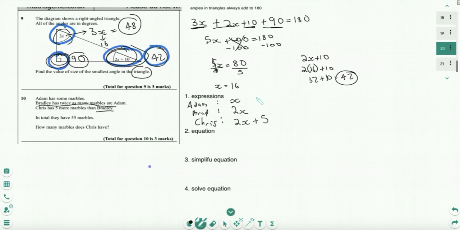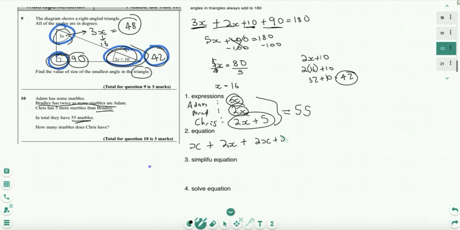So we have expressions for all 3 people. And we know all these marbles add to 55, because they have 55 marbles in total. So we can make our equation. So X, Adam's marbles, plus Bradley's marbles, plus Chris's marbles, add to 55. Then we're going to simplify the equation. So X plus 2X plus 2X. X means 1X, by the way. So 1x plus 2x plus 2x is 5x, plus 5 equals 55.